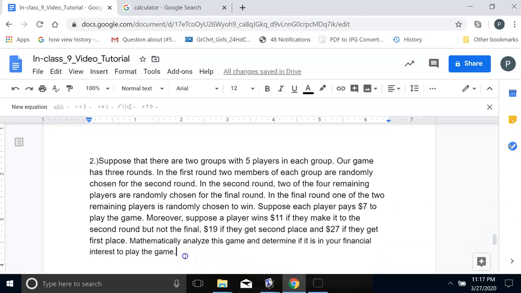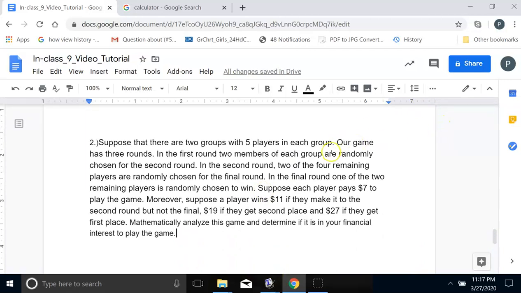Suppose that there are two groups of 5 players. Our game has 3 rounds. In the first round, 2 members of the group are randomly chosen for the second round. In the second round, 2 of the 4 remaining players are randomly chosen for the final round. In the final round, 1 of the 2 remaining players is randomly chosen to win.